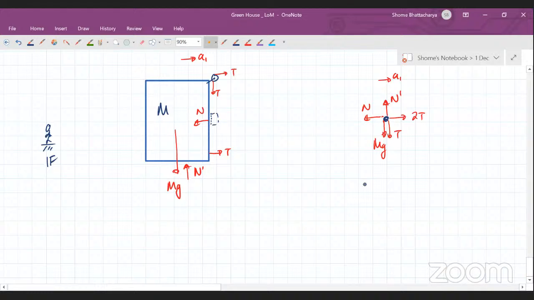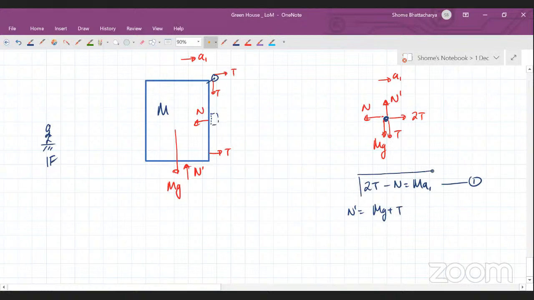So its equation for the horizontal direction will become 2T minus N is equal to capital M A1. This is our first equation. Okay. And of course, N prime balances capital Mg plus T. But this is not going to be of much use to us. This is the equation which will be of use.